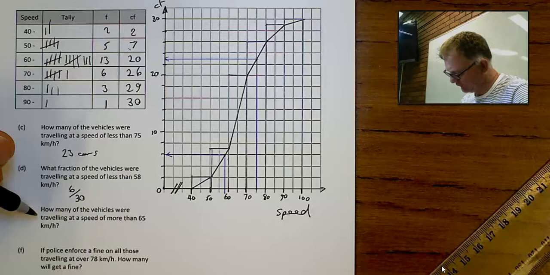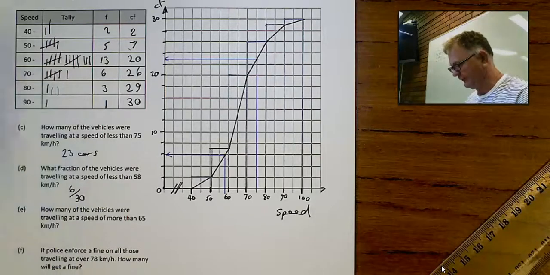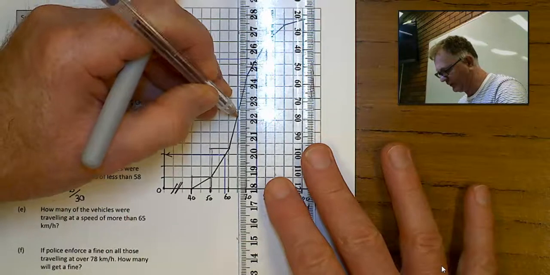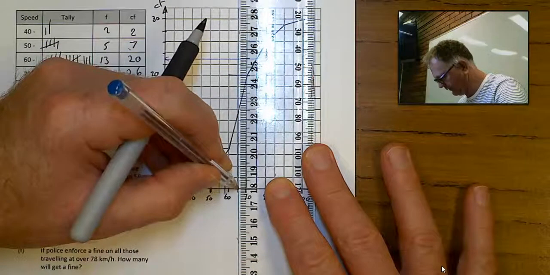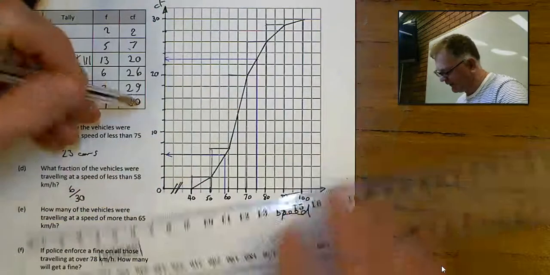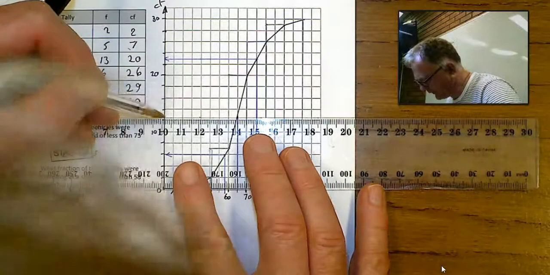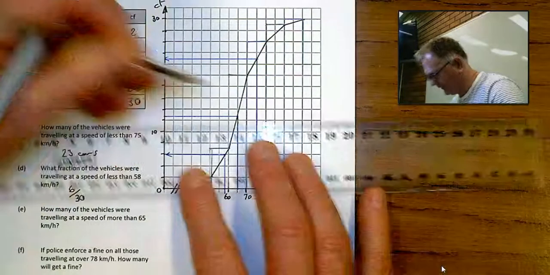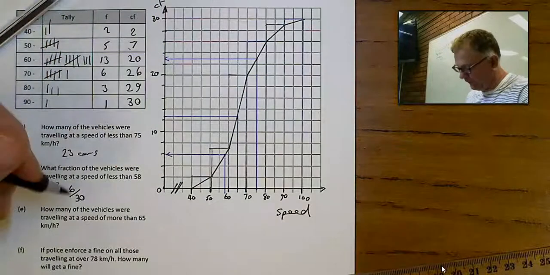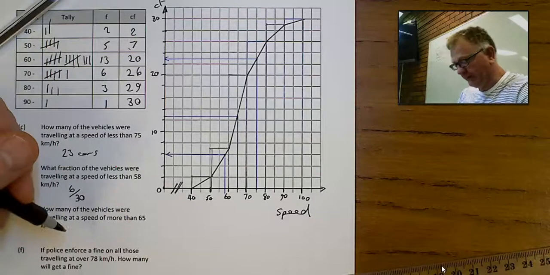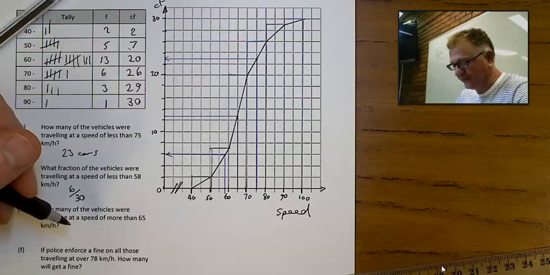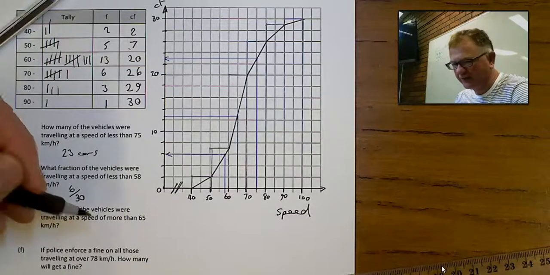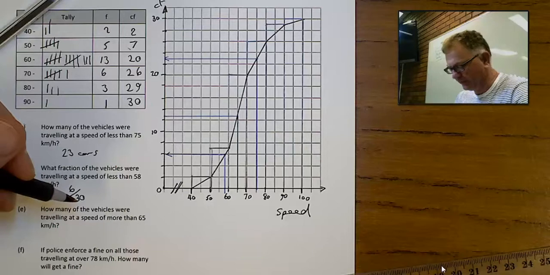How many of the vehicles were travelling at a speed of more than 65? Well, remember, the ogive always gives you information about the number travelling a particular speed or less, so we have to be a bit careful here. If we go up to 65 and go along, now incidentally it doesn't make any difference to your ogive because we're working with a continuous variable. If the question said a speed of 65 or a speed less than 65, it doesn't really make any difference. There's no real difference between those things.